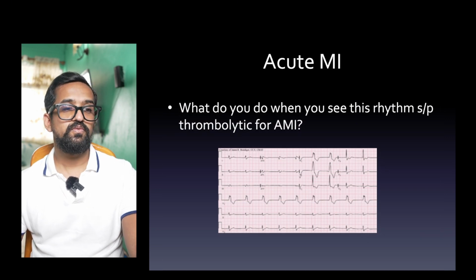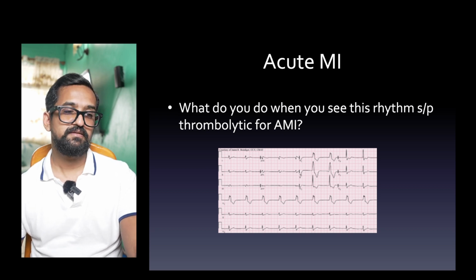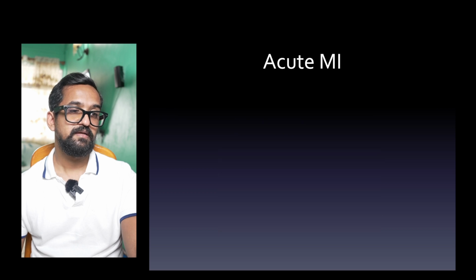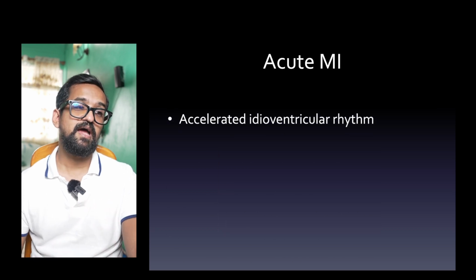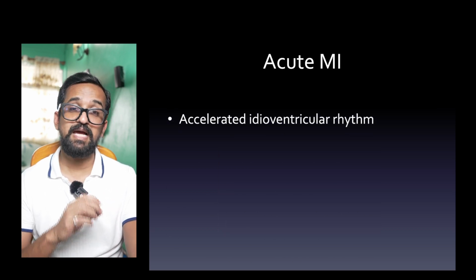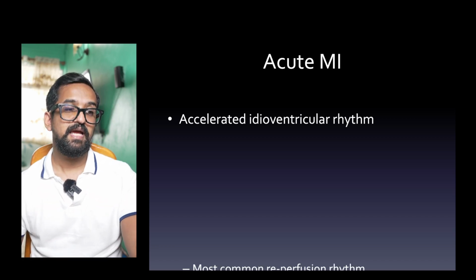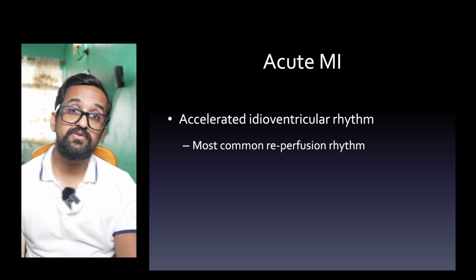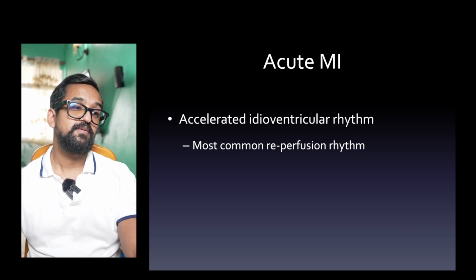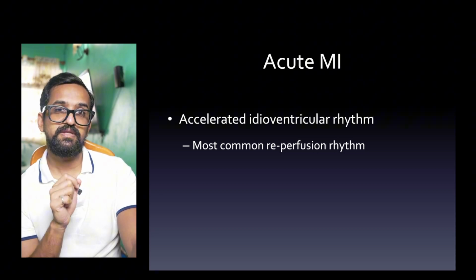Now, what do you do when you see this rhythm post-thrombolytics? You think of it as probably a VTAC, but it's slow. So this is an accelerated idioventricular rhythm, which happens. It's a reperfusion rhythm that happens after you have thrombolized the patient. And it actually confirms that you have done a successful thrombolysis. And the most common reperfusion rhythm is this accelerated idioventricular rhythm.